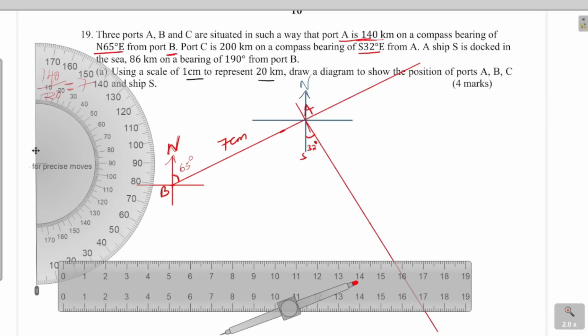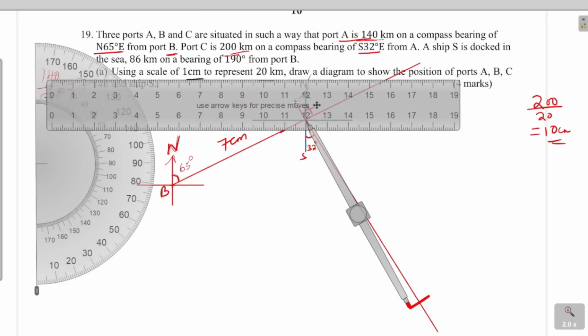So now we need to measure 200 kilometers using the scale 1 centimeter represents 20 kilometers. So that will be 200 kilometers divided by 20. So we have to measure 10 centimeters there. That is 10 centimeters.